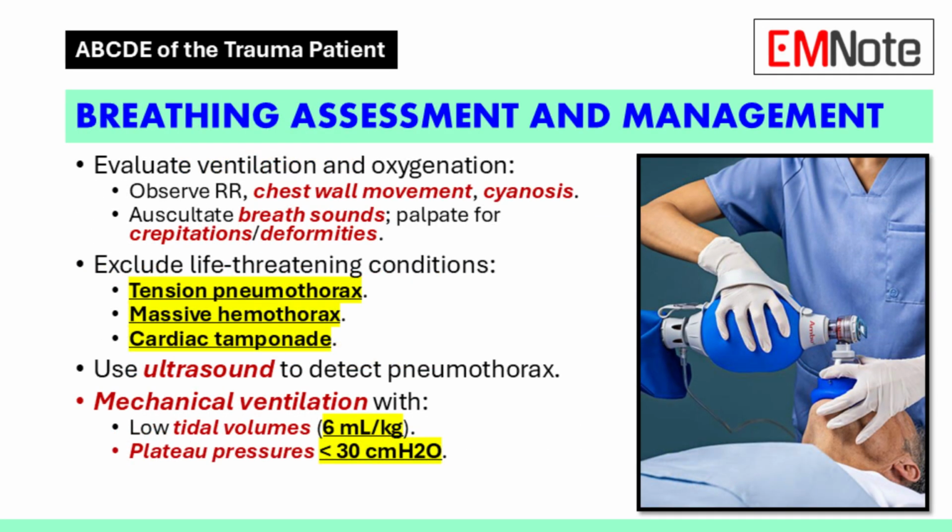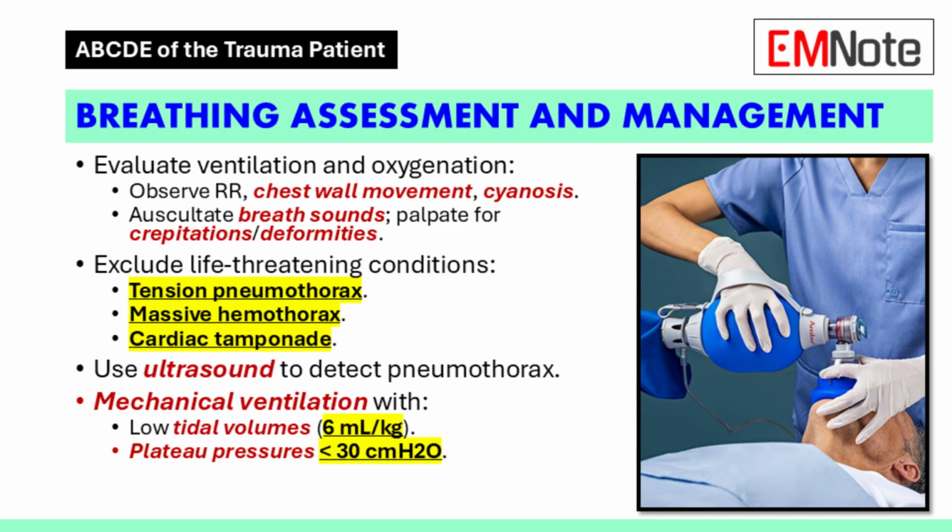Breathing assessment and management. The second step involves assessing ventilation and oxygenation. Observe the respiratory rate for tachypnea or bradypnea. Check chest wall movement for symmetry or injury such as flail chest. Look for cyanosis and neck vein distension. Auscultate breath sounds and palpate for crepitations or deformities. In unstable patients, a chest radiograph may reveal fractures, diaphragm injury, pleural effusion, pneumothorax, lung damage, or foreign bodies.